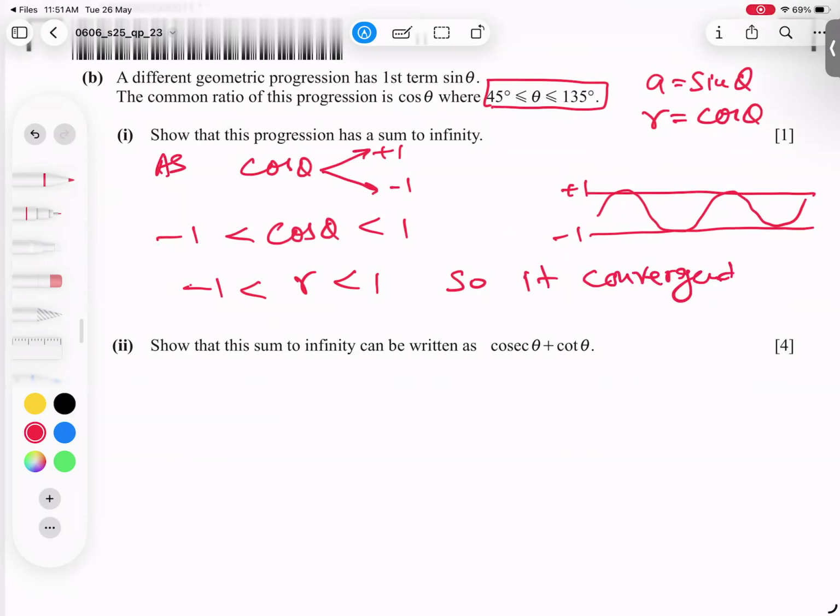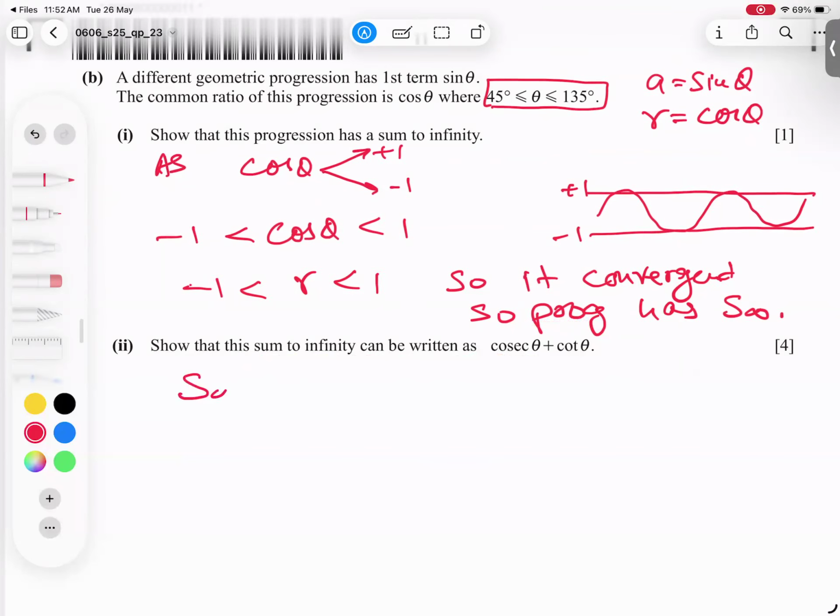And for a convergent progression, we always have a sum to infinity, and basically R is less than 1, you know it. So the progression has a sum to infinity. I think this part is very clear, students. Let's go for the next. The sum to infinity can be written in this form; we have to show it.